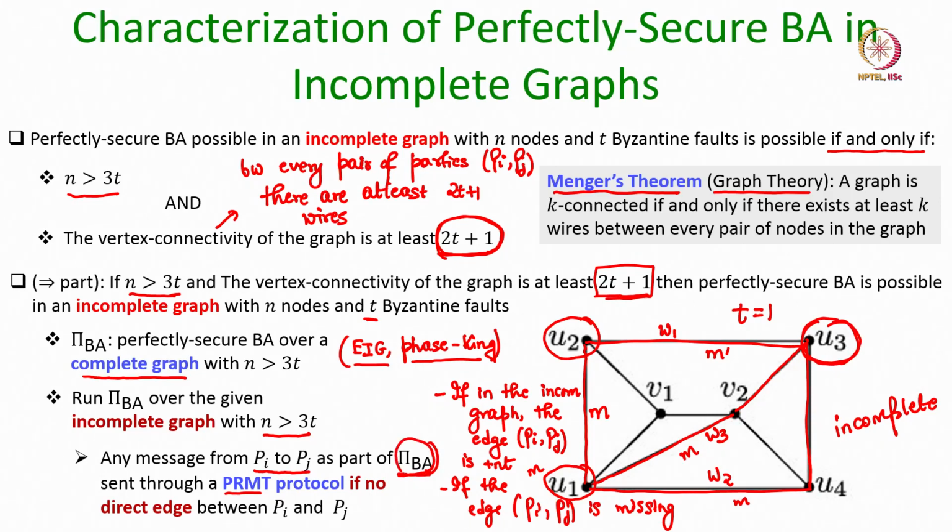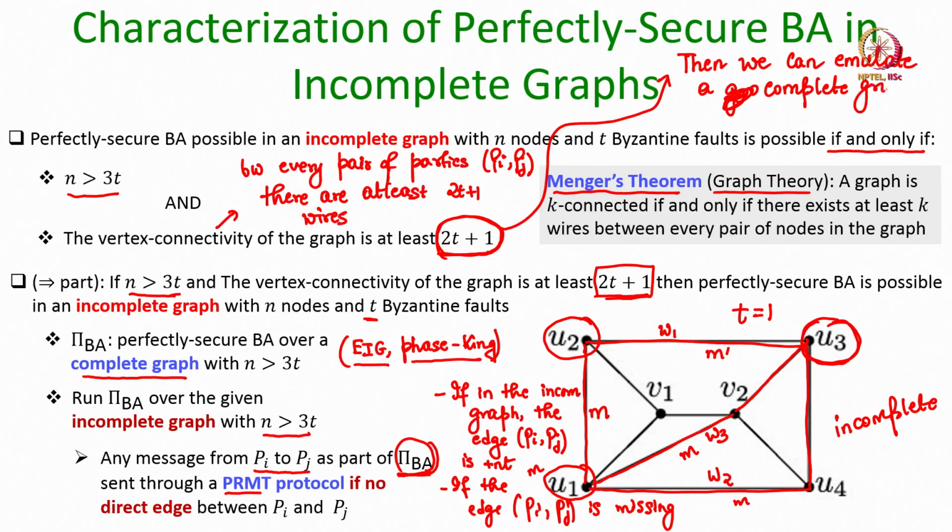So, basically what we are saying here is, if the vertex connectivity of the graph is at least 2t plus 1, then we can emulate a complete graph Kn over an incomplete graph. That means, even though physically we do not have a complete graph, we can imagine that we have a virtual complete graph, where every communication between Pi and Pj can be emulated through a PRMT protocol, because there will be at least 2t plus 1 wires or vertex disjoint paths guaranteed between Pi and Pj.